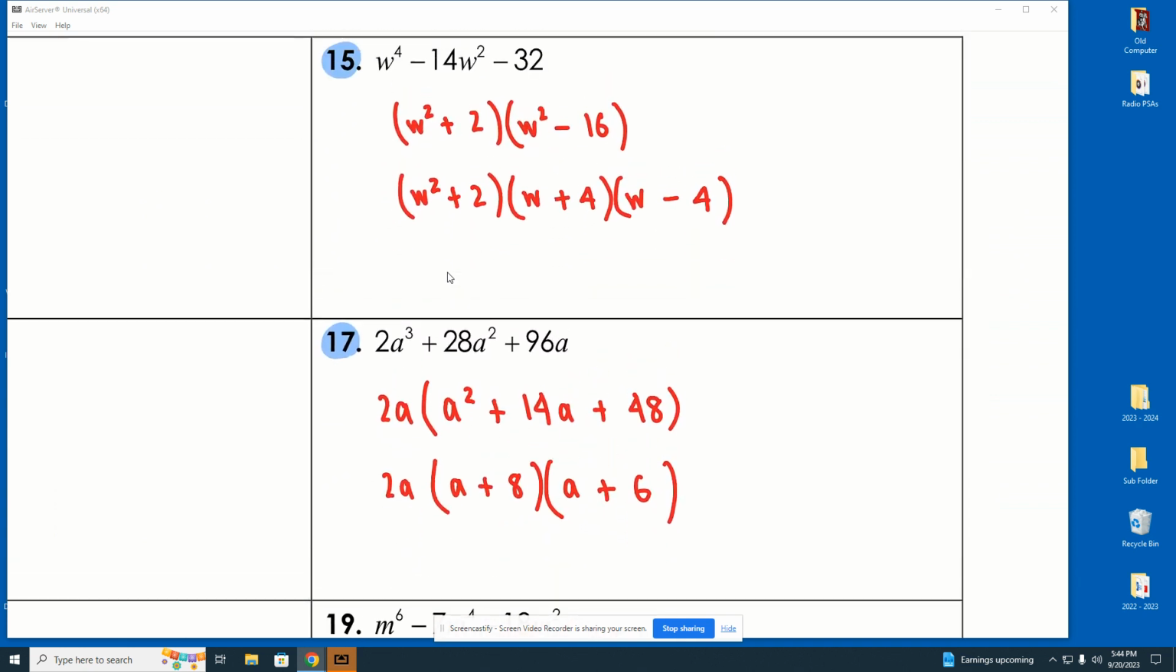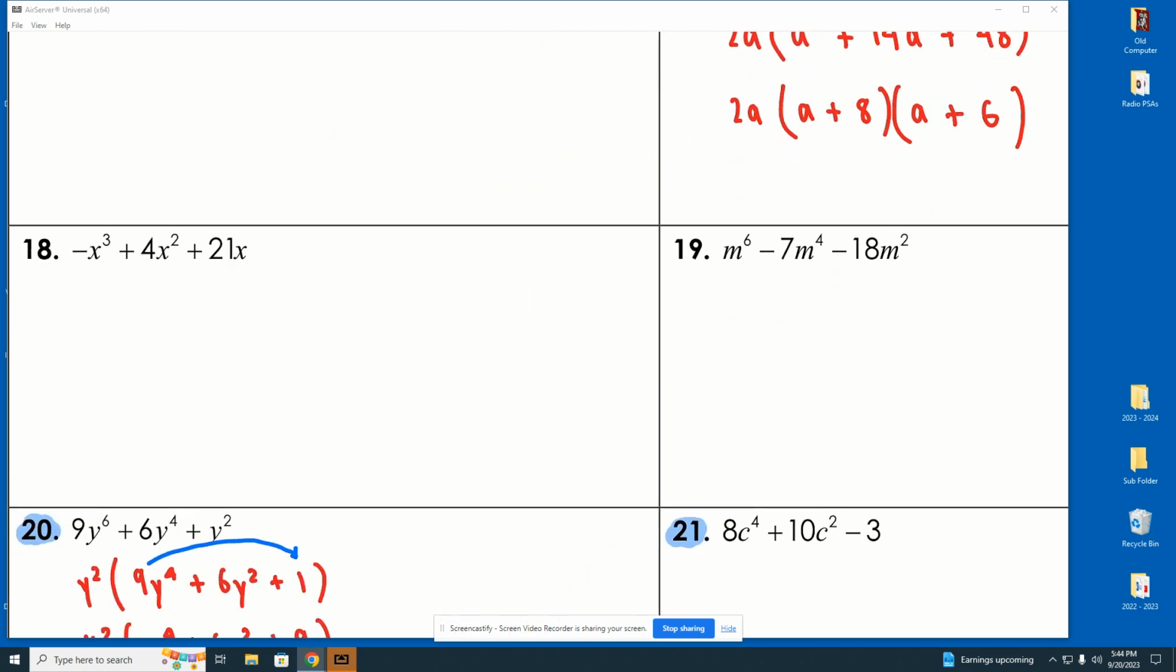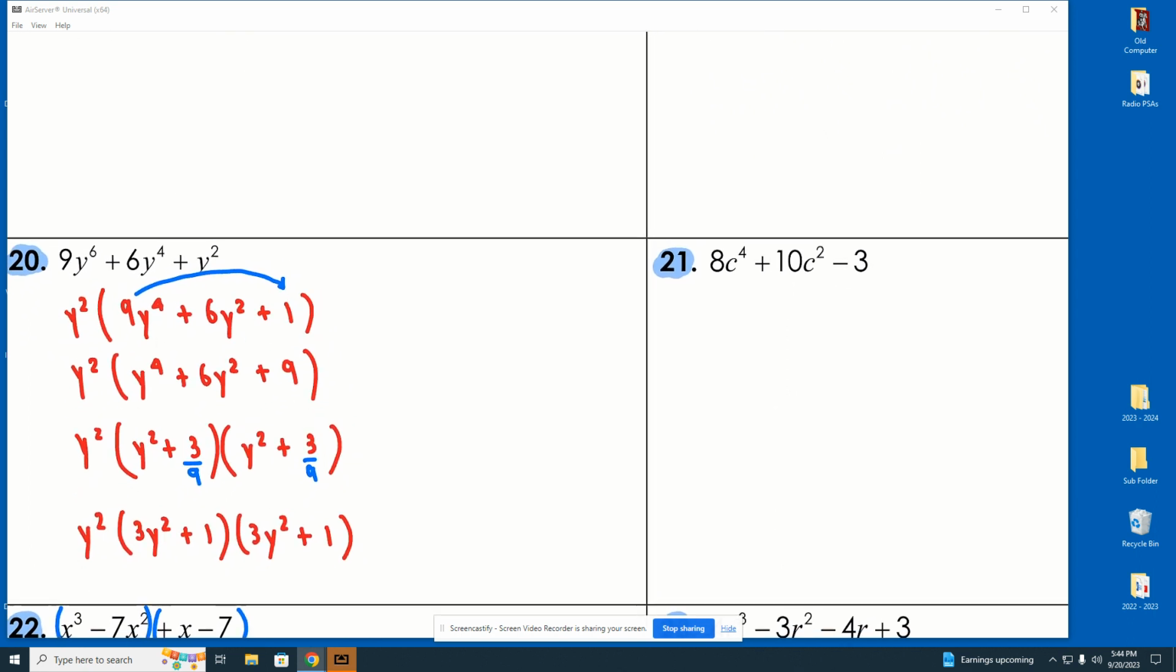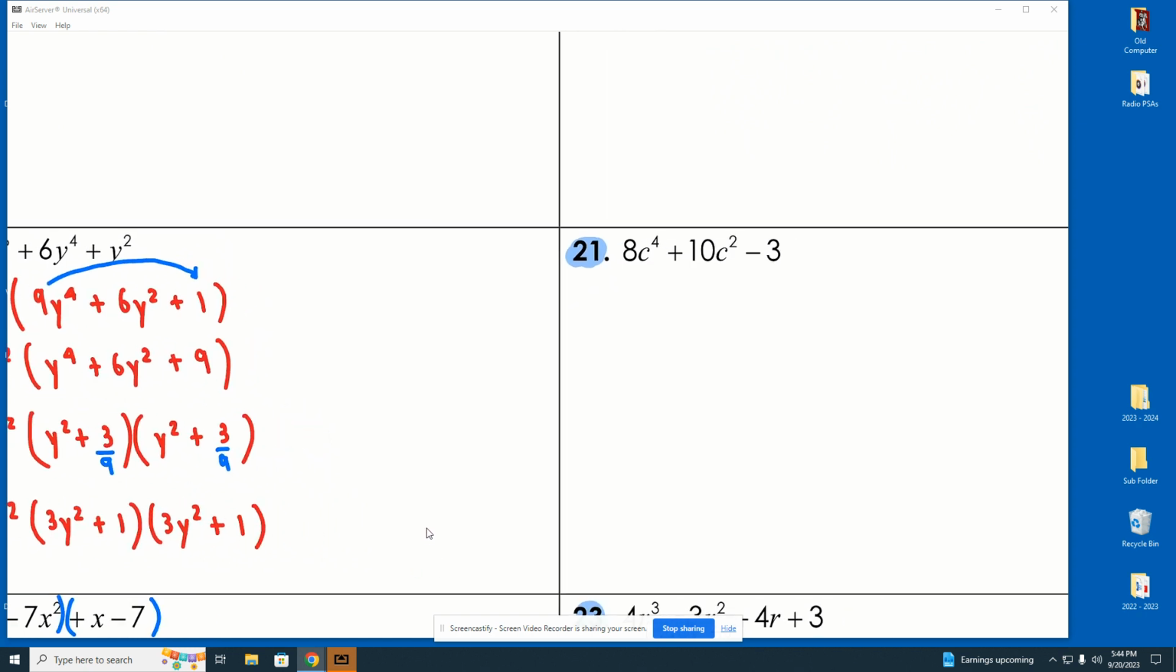So here's 17. That one I did for you, easy. You can check it out. Make sure you got it right. Okay, hopefully you did. You can follow the work if you did not. Here's number 20. It's a lot going on here. Okay, I pulled out y squared, GCF, then I did over, under. So 3 over 9 reduces to 1/3. So those ended up 3y squared plus 1 and 3y squared plus 1. Okay? All right, let's look at number 21 together.